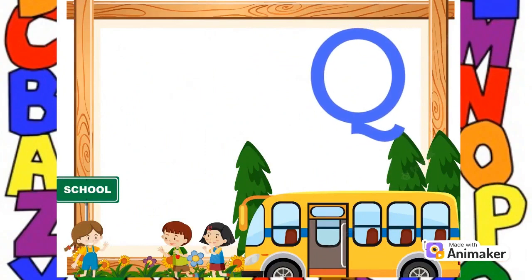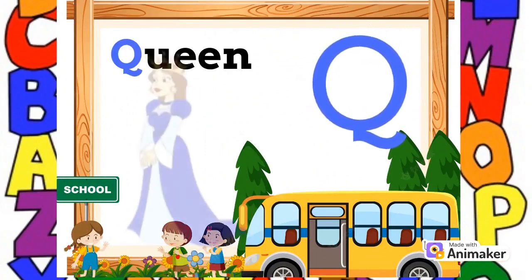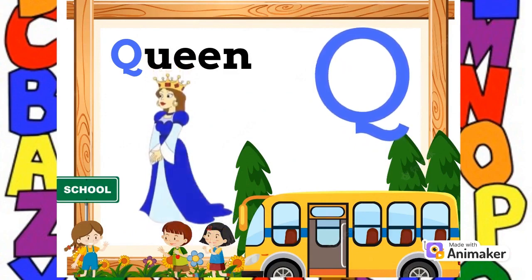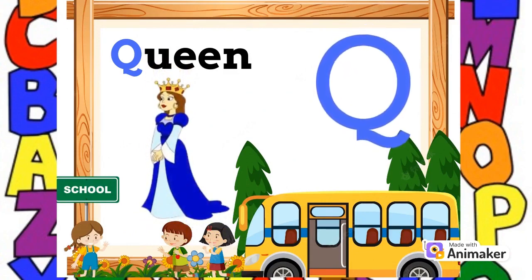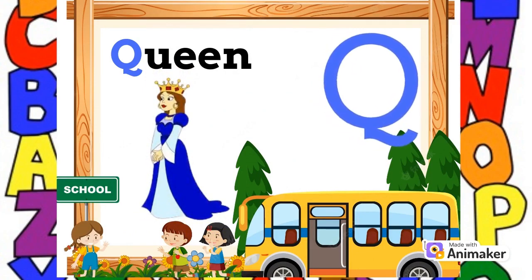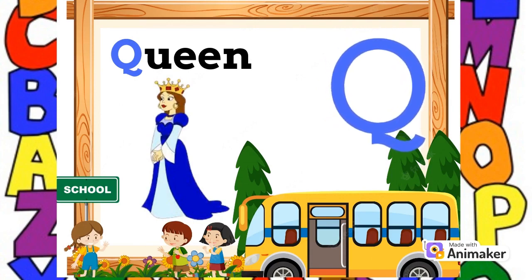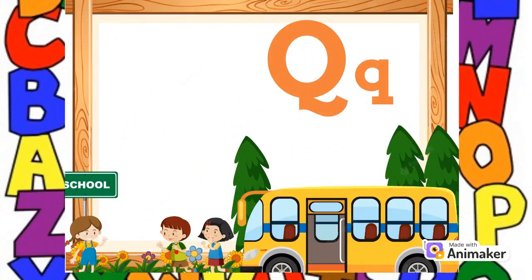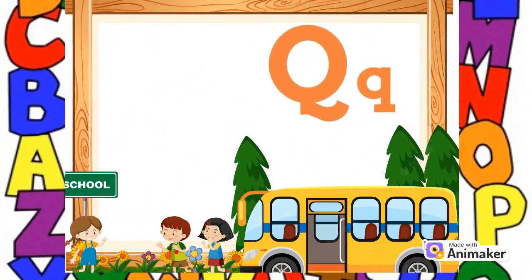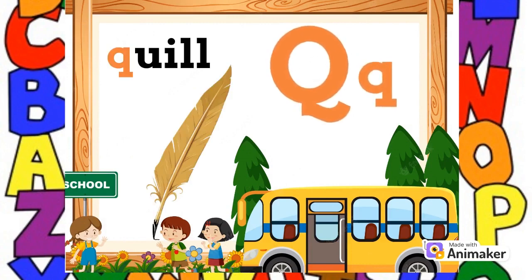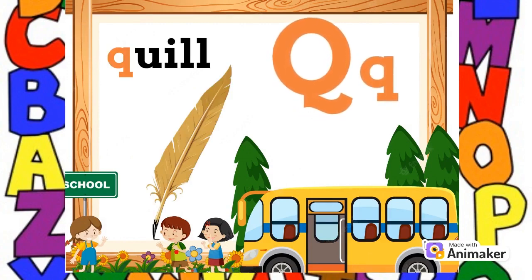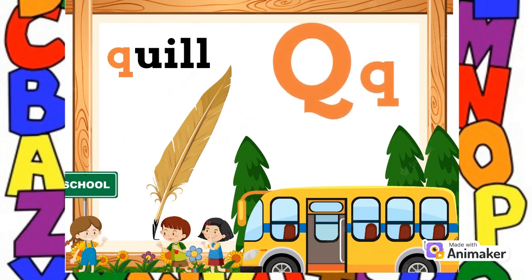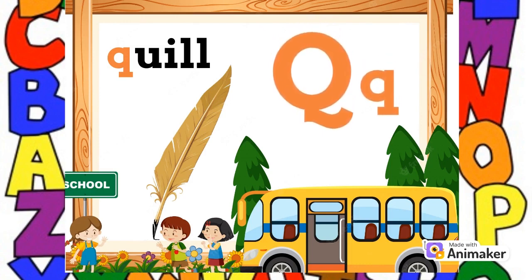Q. Capital Q. Q for queen. Q. U. E. E. N. Queen. Q. Capital Q. Small q. Q for quill. Q. U. I. L. L. Quill.